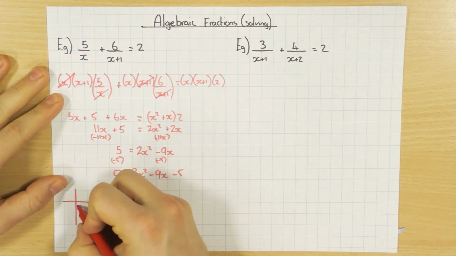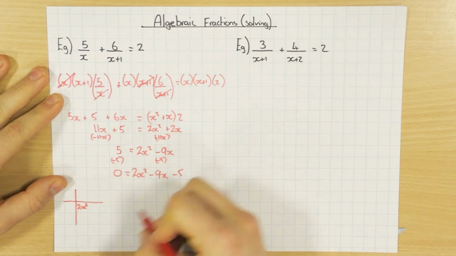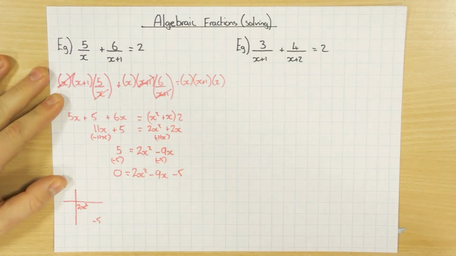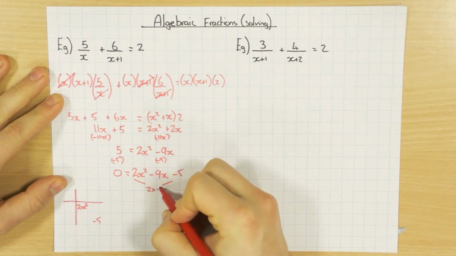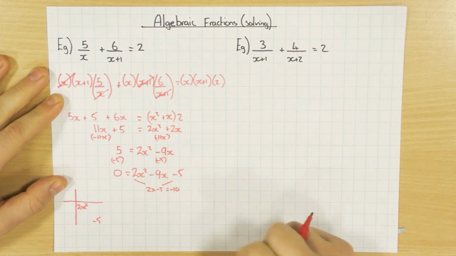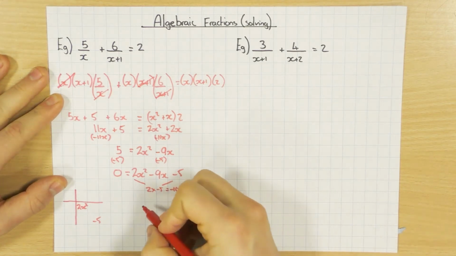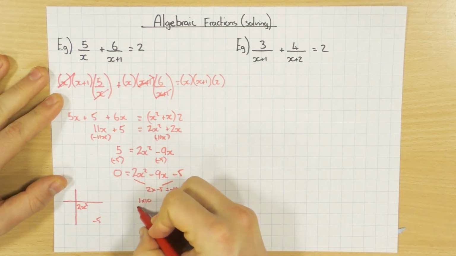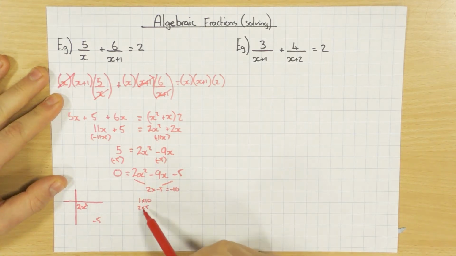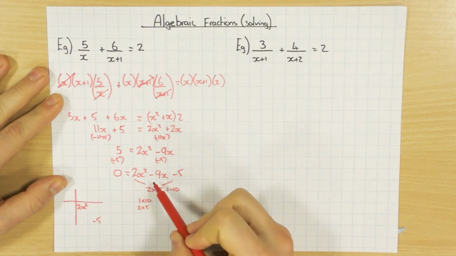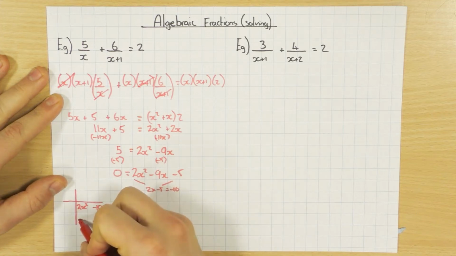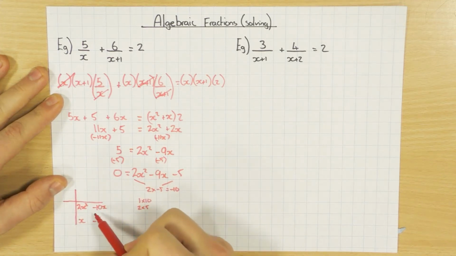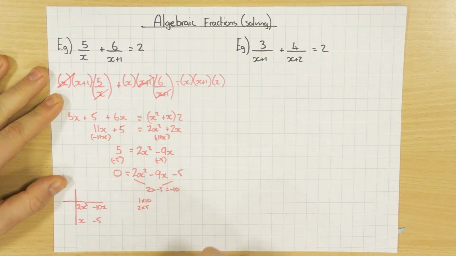So I've got my 2x squared there. Then I've got my minus 5. Now because I have a coefficient 2, I need to do 2 times minus 5, which is minus 10. I think of numbers that multiply to get to 10. So obviously I've got 1 times 10 and 2 times 5. Which one of those can I use to get minus 9? Well, 1 and 10. So to get that, I'll have to have minus 10x and then plus 1x. So minus 10x plus x gives me the minus 9x.